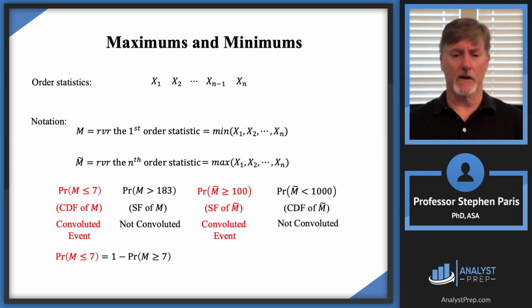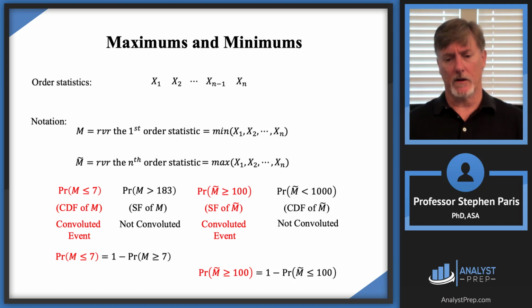Likewise, if you look at the M tilde is greater than or equal to 100 probability, that is a convoluted event. So what I would start with is the probability that M tilde is less than or equal to 100. That's not a convoluted event, and that's going to be an easier event to take a probability of, and then subtract that probability from 1.